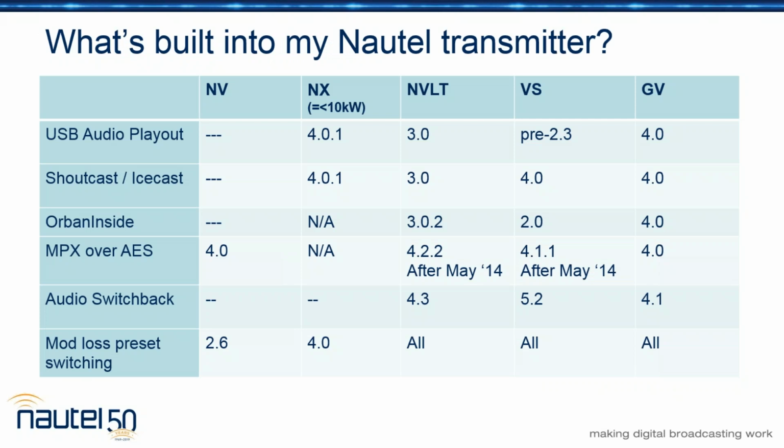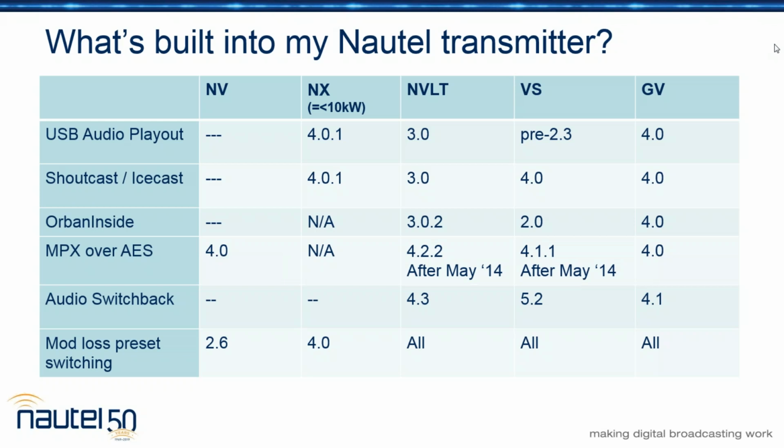So, Scott, tell us what's built in already into our Nautel transmitters. Okay, to start with, we're just looking at a table here that lists the different types of transmitters: the FM, NV, NV Lite, VS, and GV series, and the AM low power NX series. And just some of the different audio features they have based on their software versions. The minimum software version is what's in the table. And on the left column, we have the audio options.